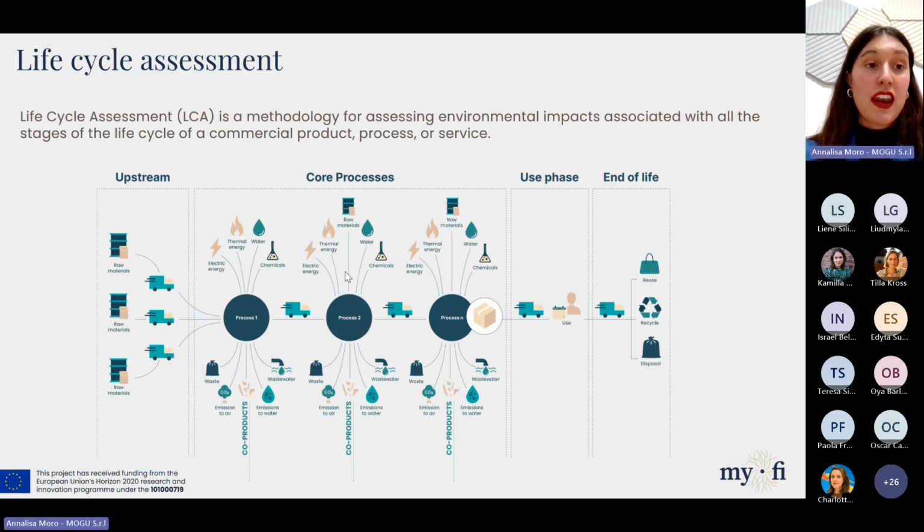We did a life cycle assessment on our pilot scale and on the biofabrication process. All of you know what a life cycle assessment is. That is a methodology for assessing environmental impacts, and we are applying it to our biofabrication.